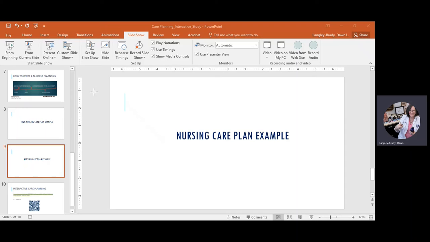When we look at the assessment data, patient reported pain score of 8 out of 10 during pain assessment. That's fine, but I would want to quote that. But this right here is also objective data. That's why I've got it down here, 8 out of 10 on that numerical rating scale. Okay.